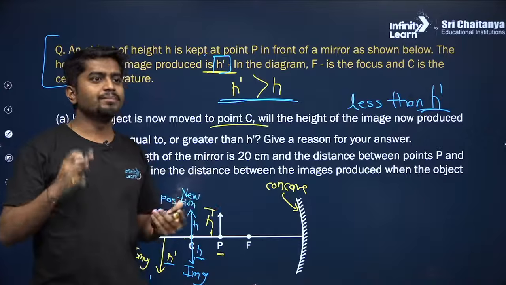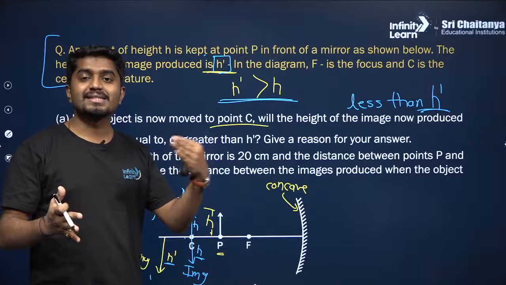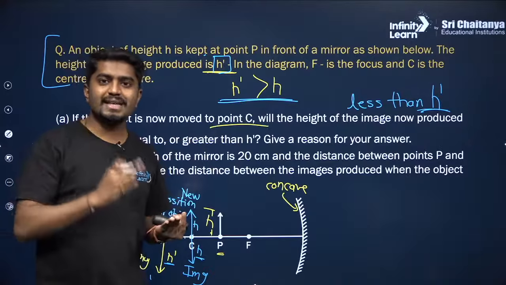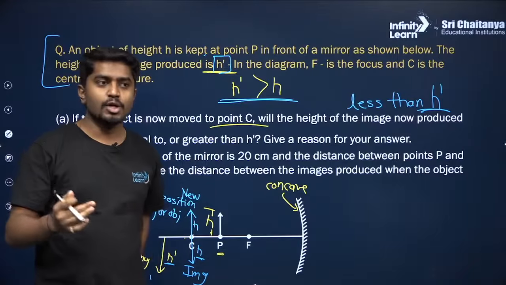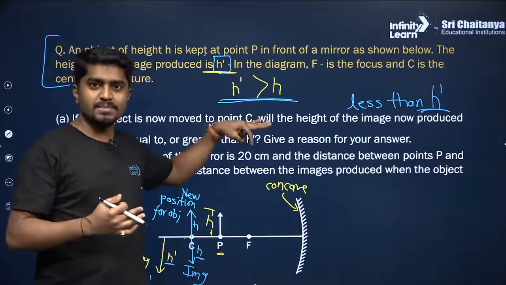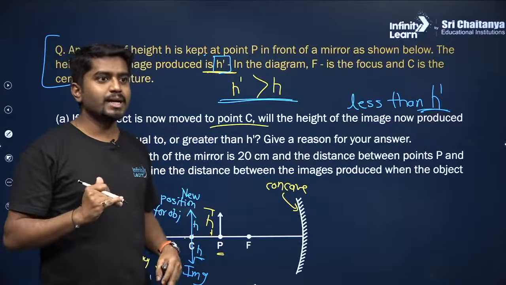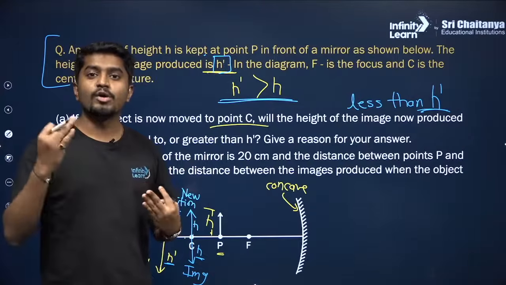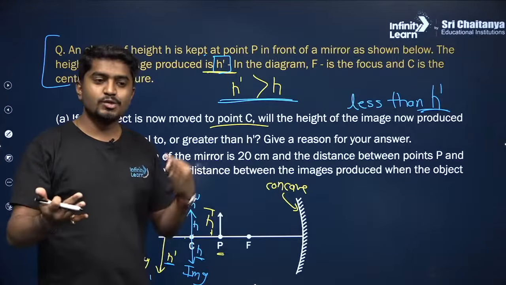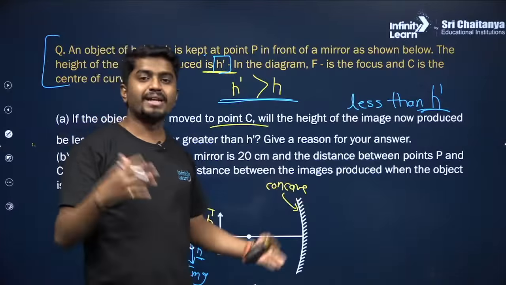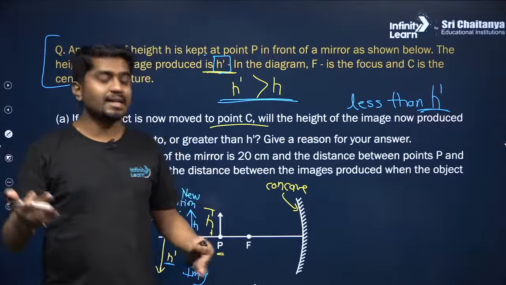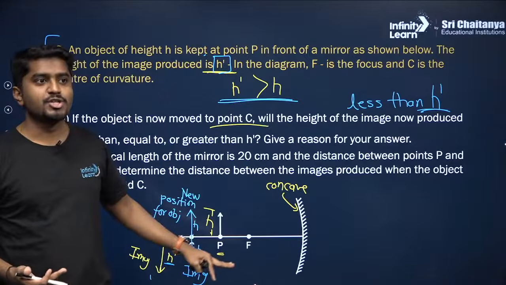Do you remember? Length and distance are scalar quantities. If they are scalars, that means they have only magnitude. So in this particular question, we do not consider the sign convention. Whenever you are asked to measure only length or distance, these are scalars. When you consider a vector, then you have to consider the sign convention.